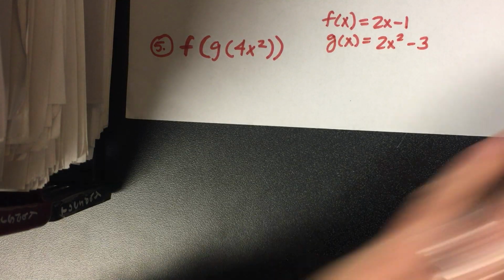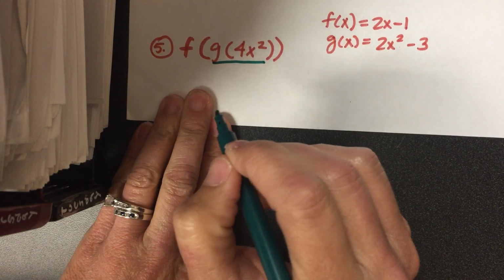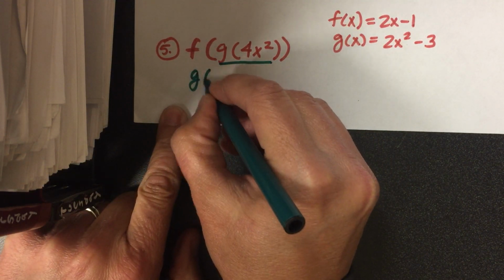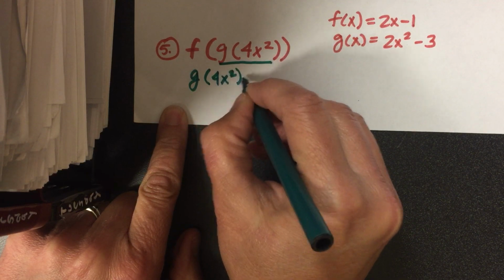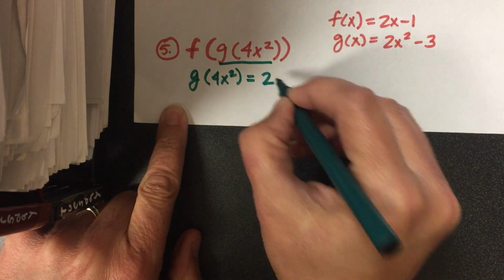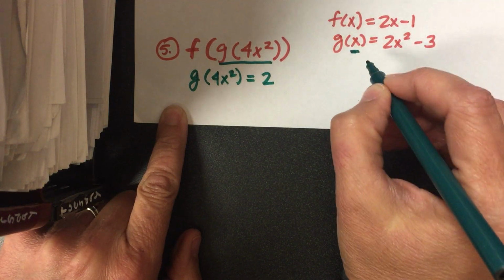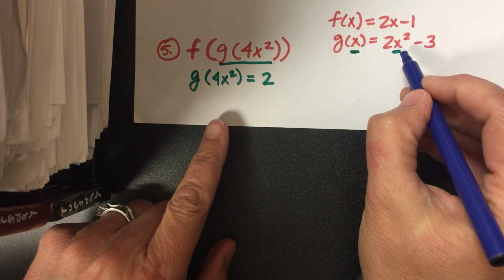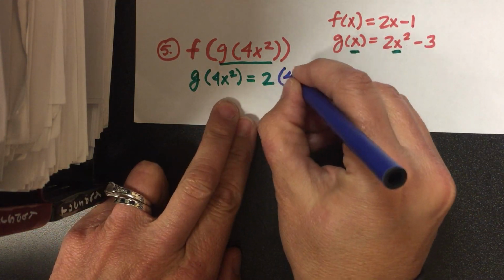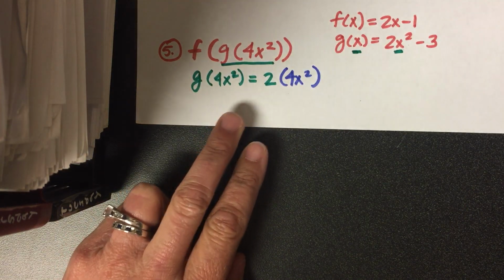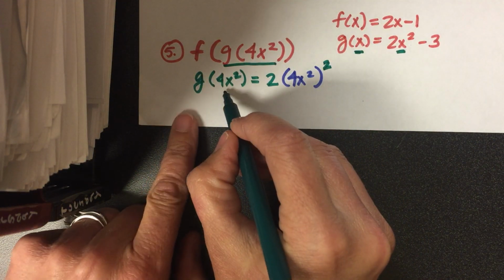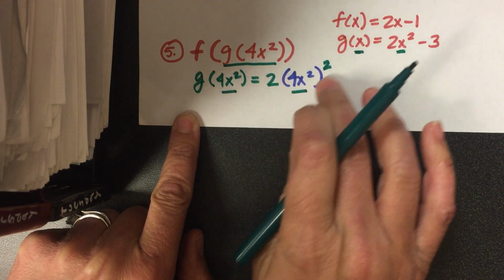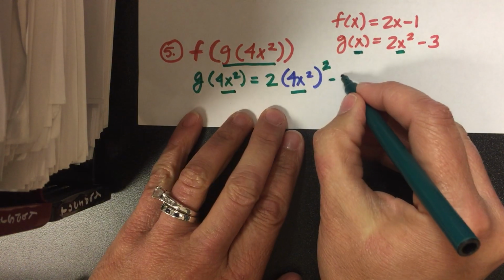So let's work inside out. Once again, g is inside, so we work inside out. G goes first. So I'm going to take g of 4x squared. So that means anywhere in g where I see an input, which is my x, I'm going to insert 4x squared. Well, I have input squared, so it's going to be input squared. Look at each of these as an input. That's your input. That's your input. See, I have x squared here, so I've got 4x squared here, minus 3.